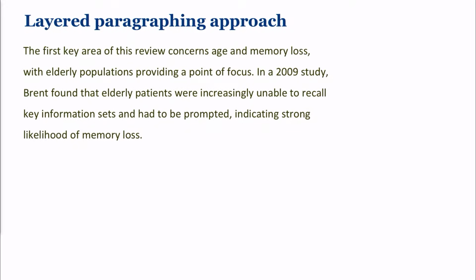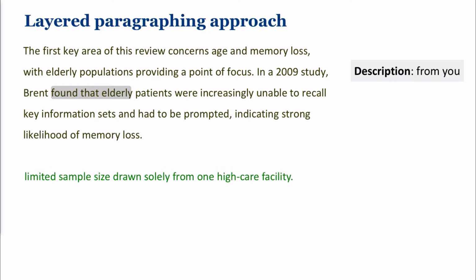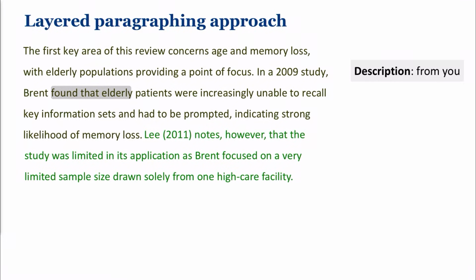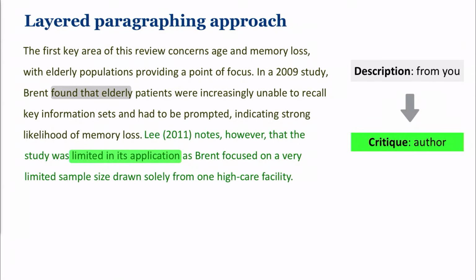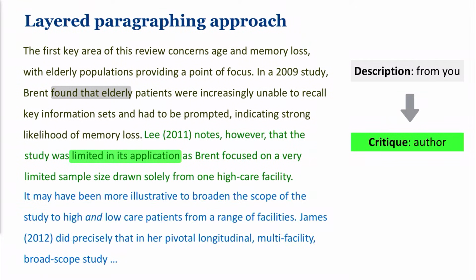So let's look at a layered paragraphing approach. Take 30 seconds to read through this first part. What we'll see is it's a descriptive part of the writing where we're talking about what Brent found in the study. Look at the next part. The middle section is the critique part where you can put in some of your response to what Brent found. In this case, you're using another author, Lee, and Lee makes note of a limitation to Brent's study.